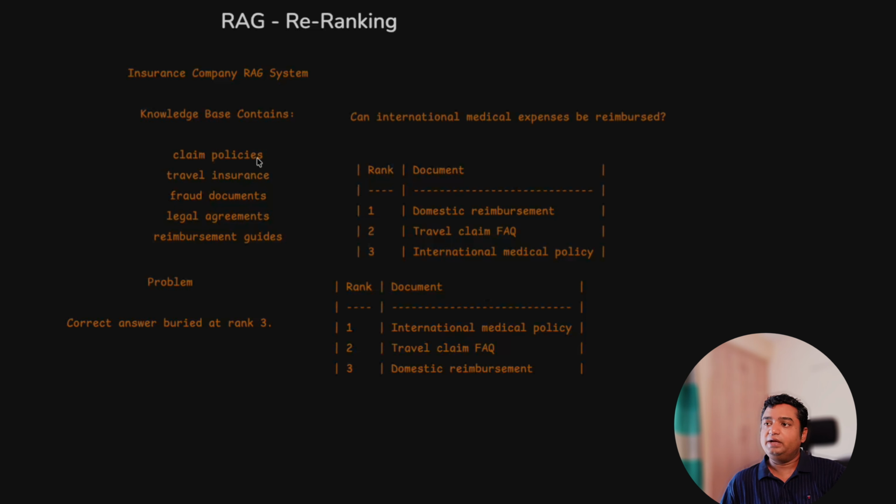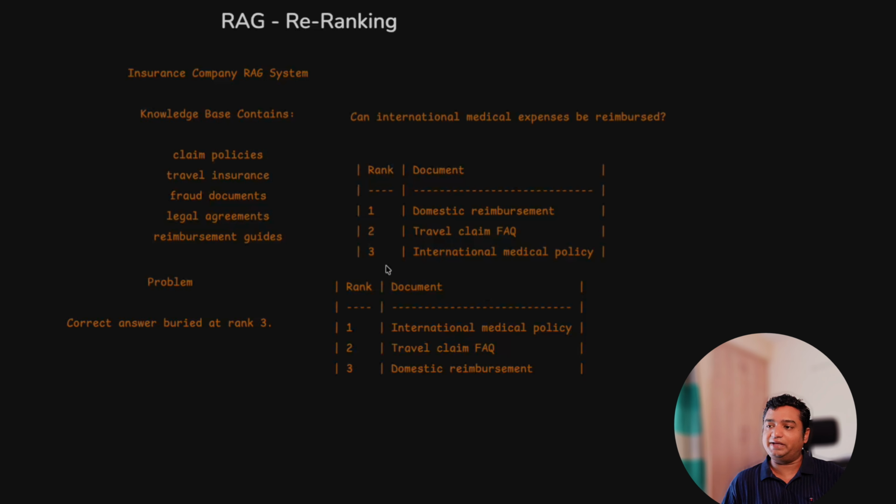a vector database. Now, if your RAG system gives this kind of output after the retrieval, like the first document is domestic reimbursement, rank 1, travel claim frequently asked questions, rank 2, and international medical policy, rank 3. Okay. Now the problem is the correct answer is the third one, but the third one is given the least preference. So here the re-ranking will help you to increase the rank of the international medical policy document, and that will be more relevant to the user query.